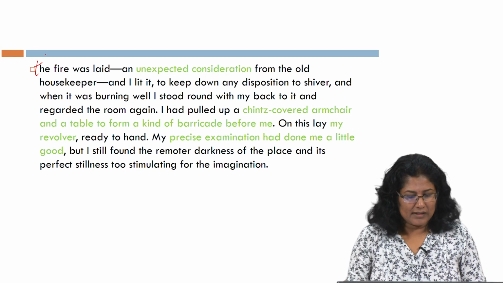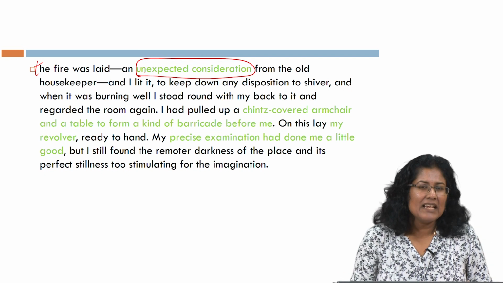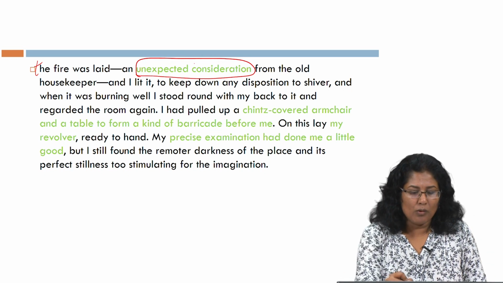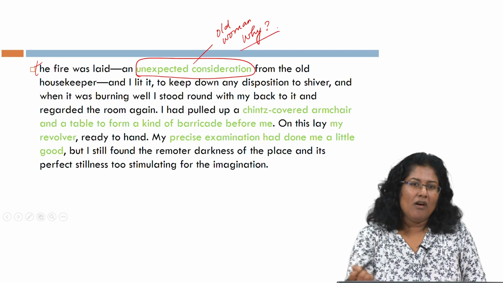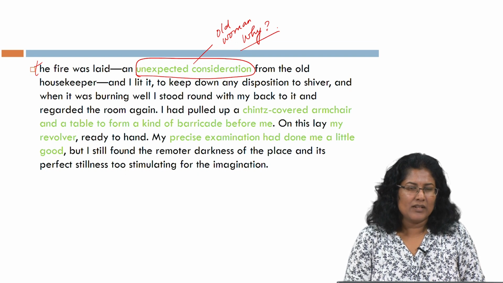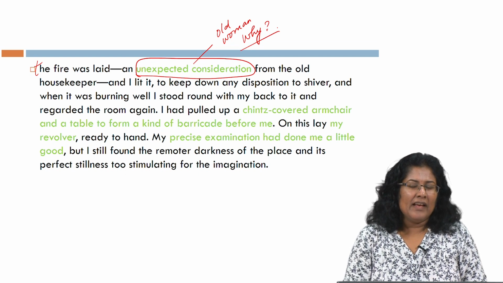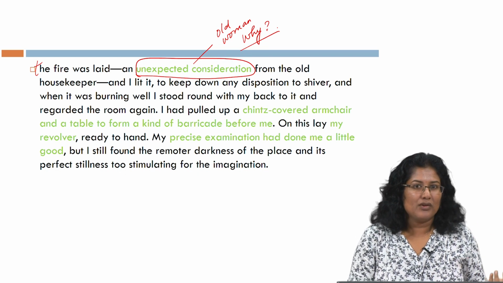I want to go back to that phrase, unexpected consideration. He doesn't expect any kind of consideration from the old caretaker, the old woman, and the question is why? We saw at the beginning of the story that he doesn't trust the old people at all, and perhaps he has good reason to, because they want him not to stay in the red room.